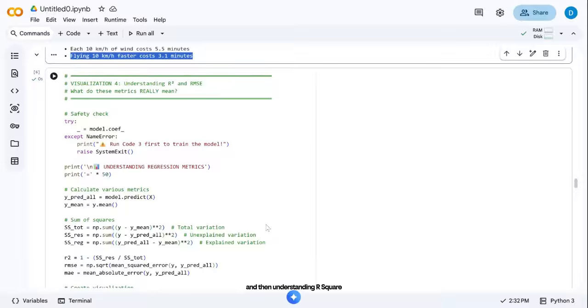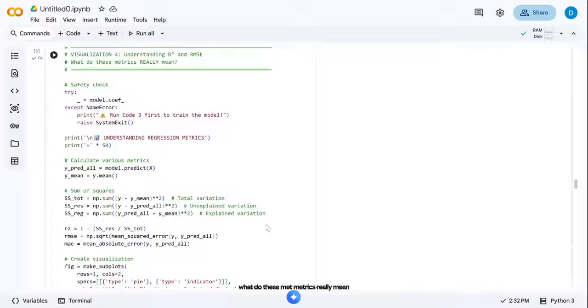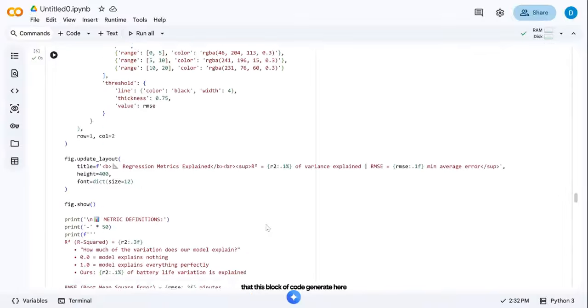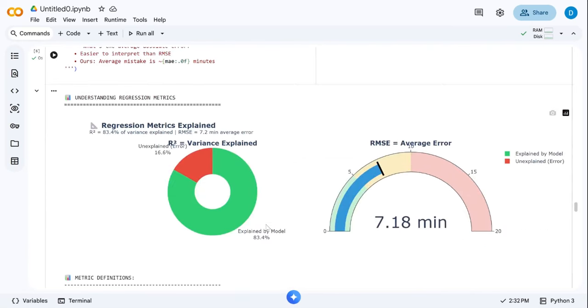And then understanding R-square, what do these metrics really mean? Let's look at the graph that this block of code generates here. Regression metrics explained. R-square is variance explained. Again, when you have multiple factors at play, all those factors explain 83.4% of the variance in flight time. So that's a pretty high percentage.